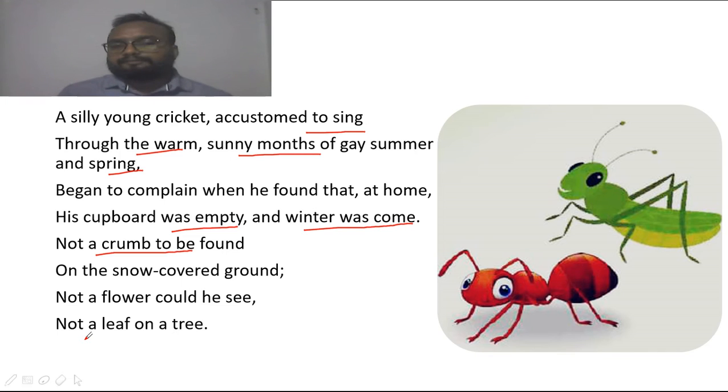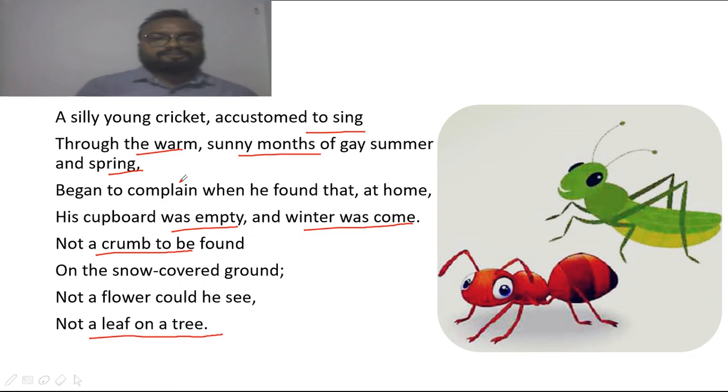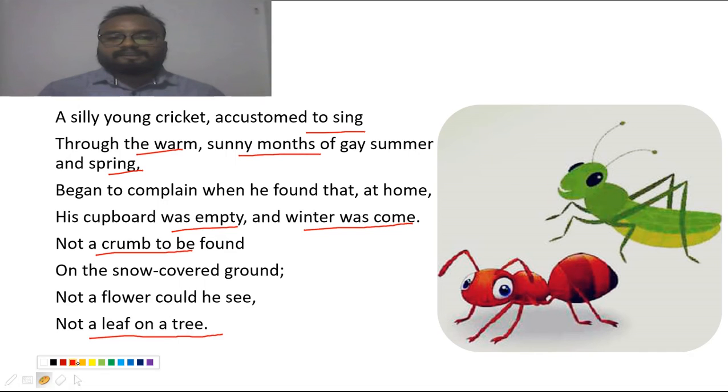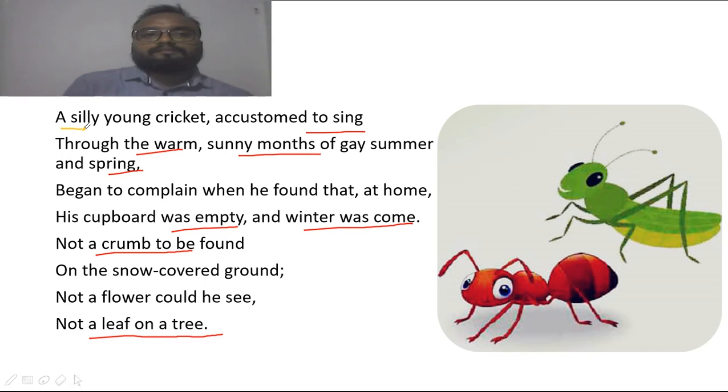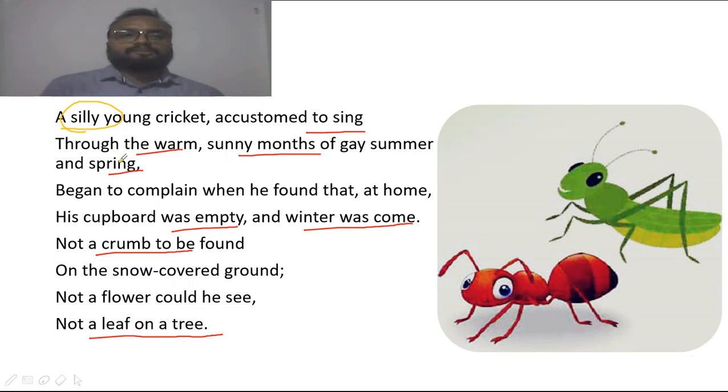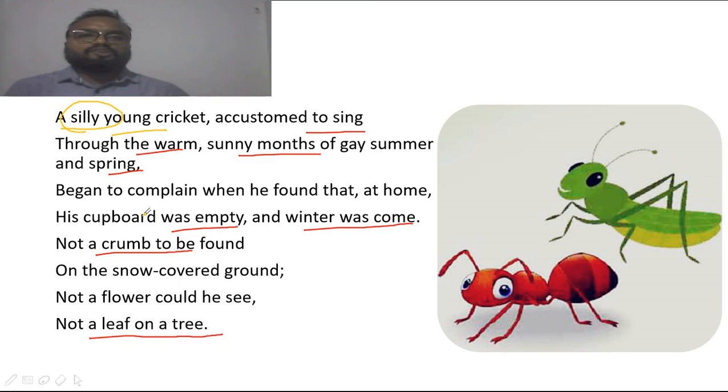So, in the very starting line of the poem, the adjective for this cricket has been used as silly. Silly young cricket. Silly has been used to describe this cricket, that he was silly and he was young. So what is it, that he was accustomed to sing. It means he was in a habit to sing all the time. Accustomed means sing all the time. So he used to sing song all the time.